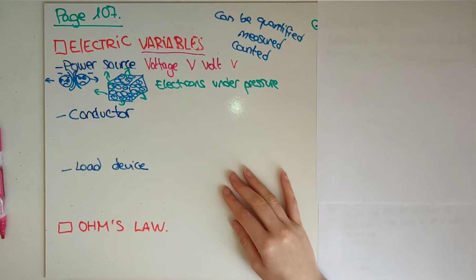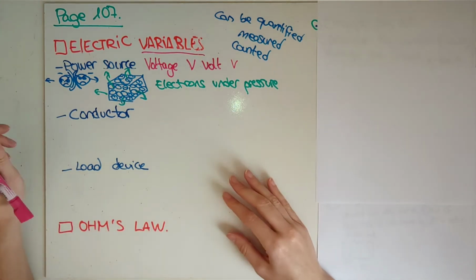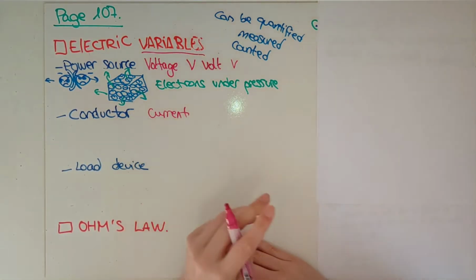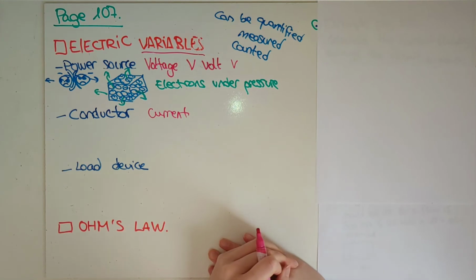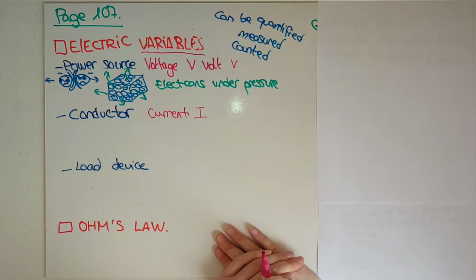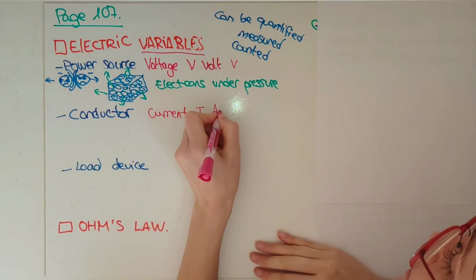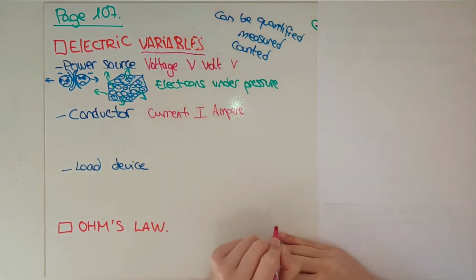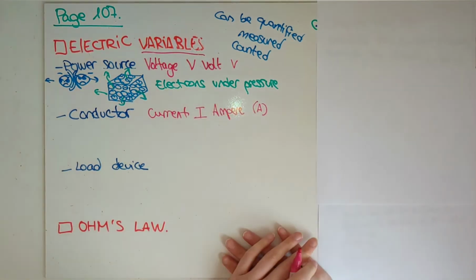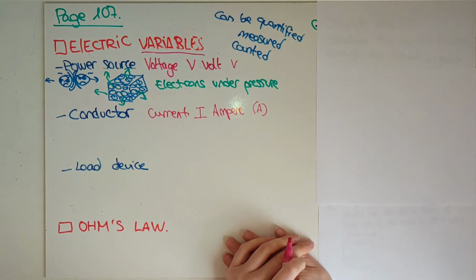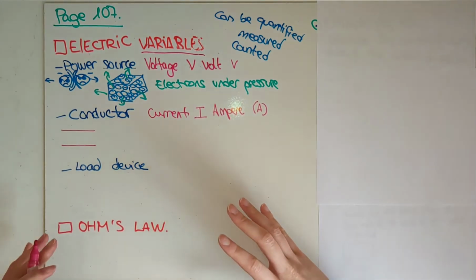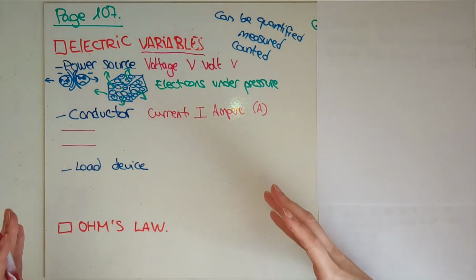Conductors. This variable is the current. The letter we use is the capital I, and the unit of measurement is the ampere, with the symbol the capital letter A. Okay? We know that the current is the amount of electrons through a conductor.